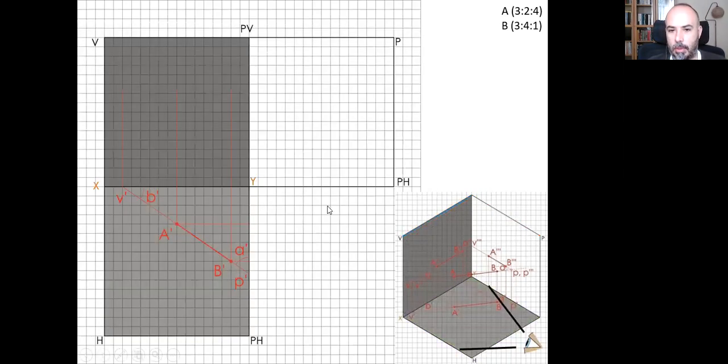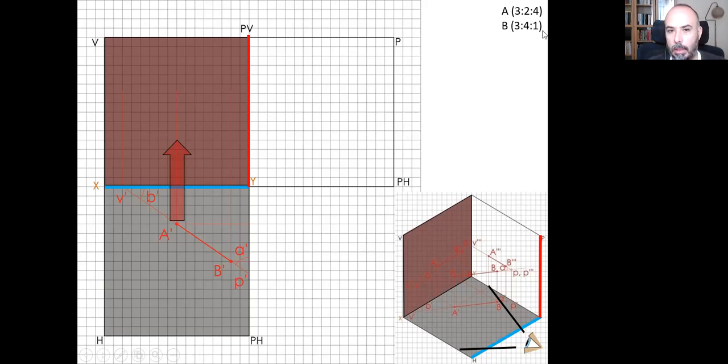Let's change our position for the second step. Now we are looking from the front direction, and we are seeing the vertical projection plane right in front of us, but we cannot see the horizontal and profile projection planes, and we see them as lines. So I need to locate the positions of A double prime, B double prime.